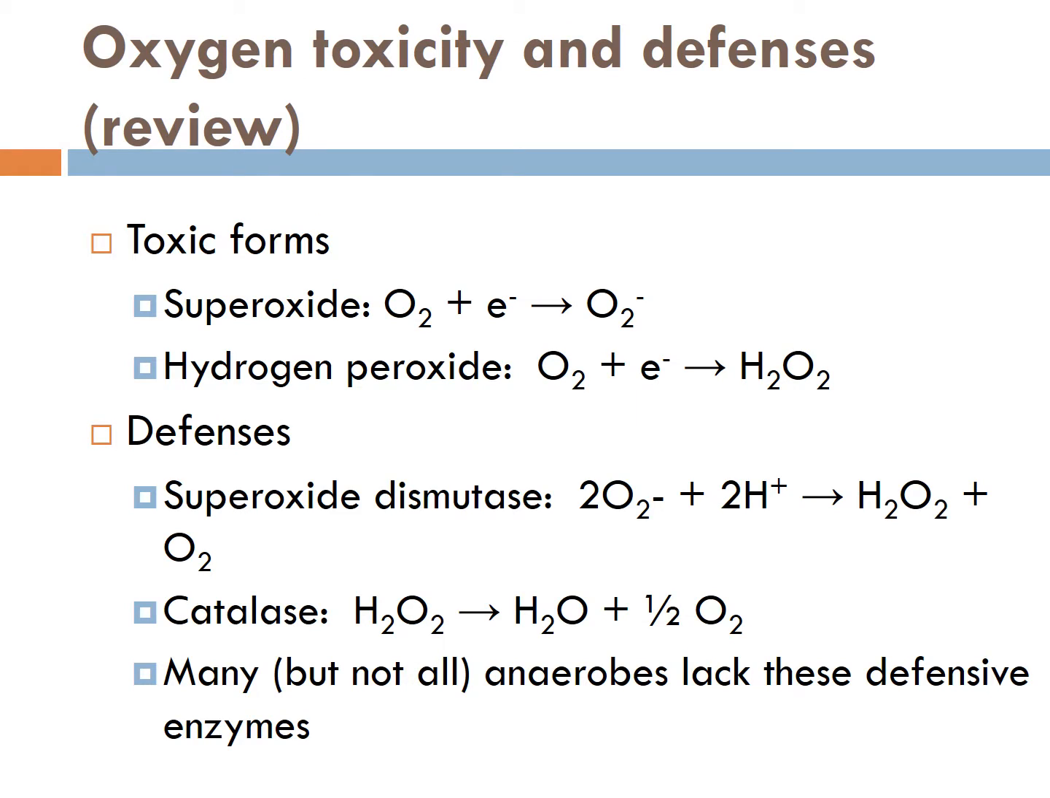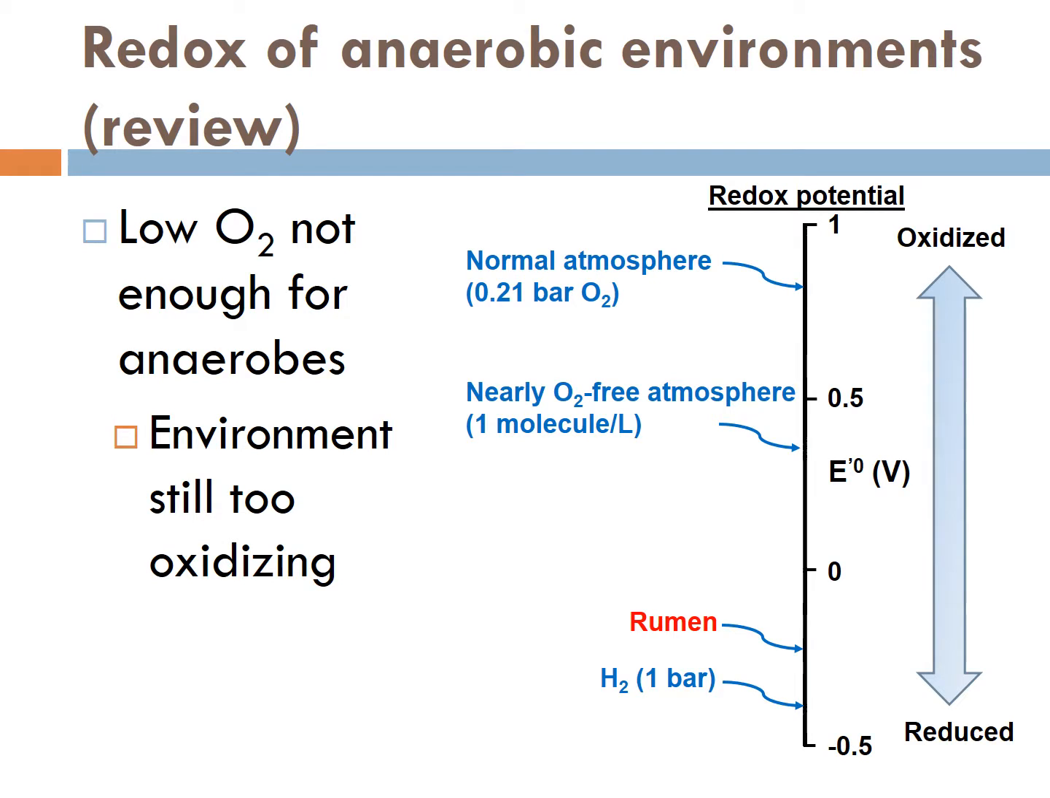From an earlier lecture, you recall the reasons why oxygen is toxic to anaerobes. Superoxide and hydrogen peroxide are toxic forms of oxygen in the cell. Superoxide dismutase and catalase serve as defenses against these toxic forms, but many anaerobes lack these defensive enzymes. You also recall that oxygen is toxic to anaerobes, but even so, low oxygen is not enough for anaerobes to grow. The environment is still too oxidizing, even in the virtual absence of oxygen.